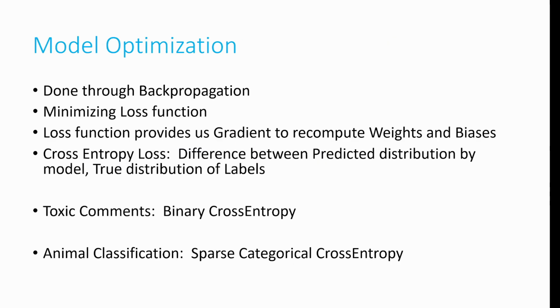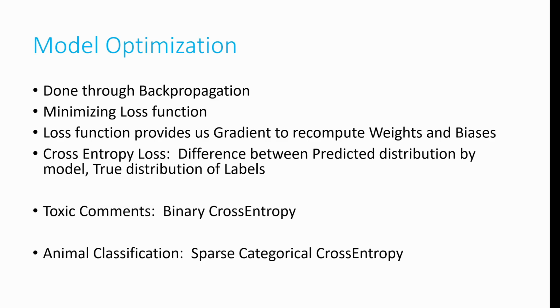An essential component of deep learning is backpropagation. Backpropagation is the way we do model optimization. We try to minimize a loss function, and this loss function provides us with a gradient to recompute weights and biases. So after each epoch, this loss function is computed, and it provides us with the data to recompute our neural network.